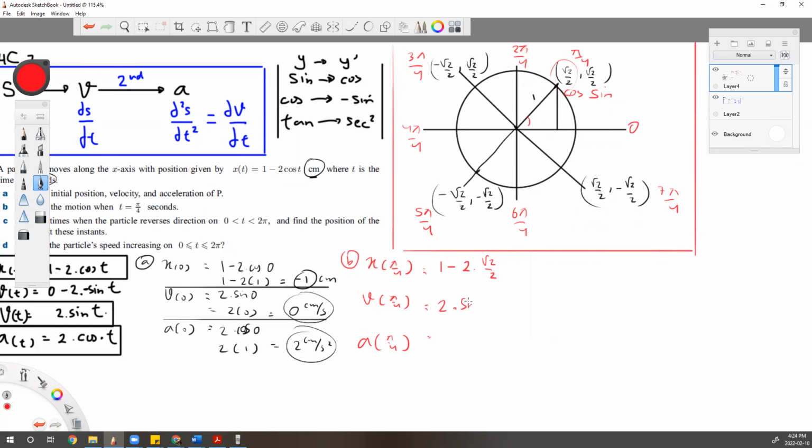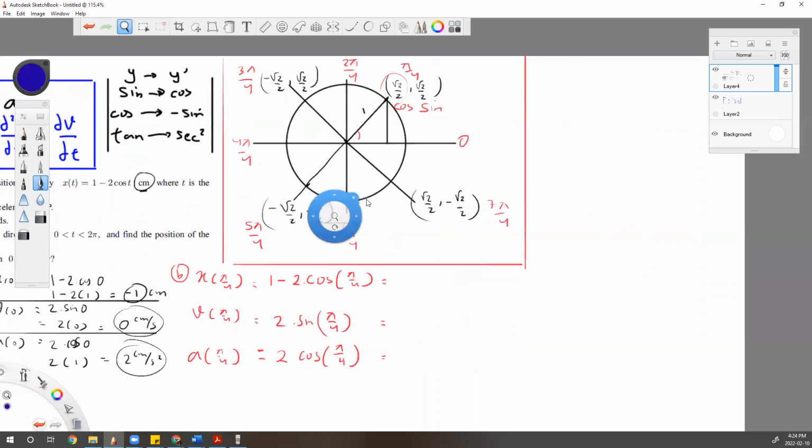So 2 times sine. Wait, I think I need to put this. There you go. Slowly, yeah. 2 times sine pi over 4. Okay, I think my handwriting is getting worse. Cos pi over 4. I don't expect that one question can waste about 15 minutes. Now, cos pi over 4 is square root 2 over 2. So 1 minus 2 times square root 2 over 2. 2 times square root 2 over 2 also. So it's the same, yeah. No problem. Square root 2 over 2.